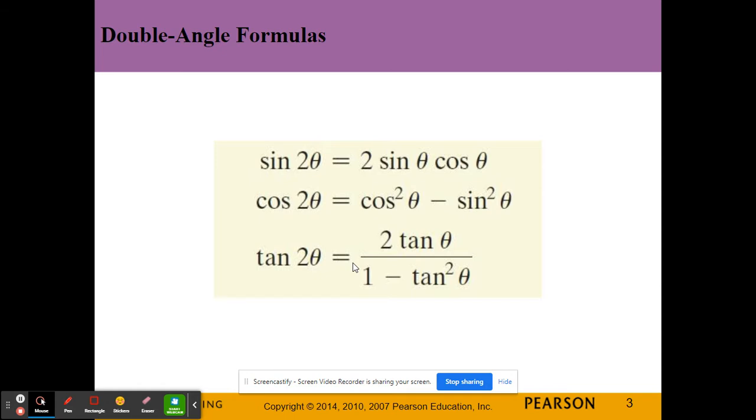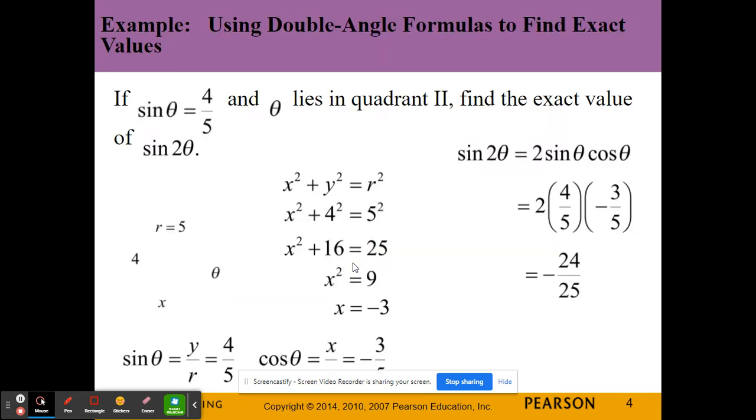So those are the double angle formulas. Copy them down. You're going to use them on the examples and then in the practice that we do. So in a lot of ways, this lesson is similar to previous recent lessons in that you're going to work with some formulas to convert things to other things.